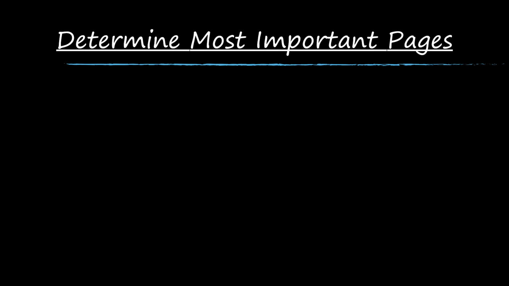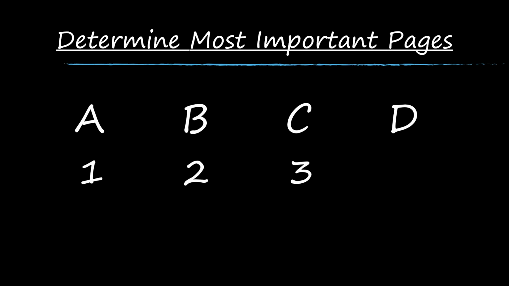So you must decide which pages on your website are the most important. Suppose your website or your client's website has 4 pages, A, B, C, and D. Your most important page is A, followed by B, then C, and then D.